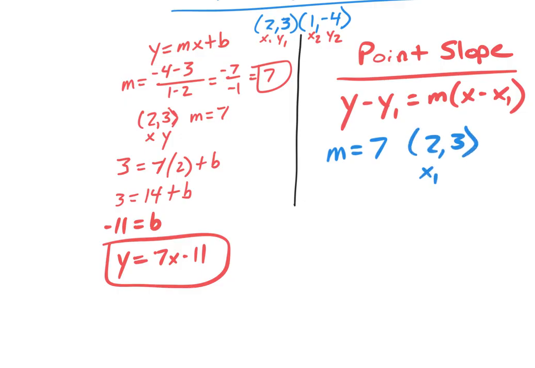We're going to label this as x1, y1. And then we're going to plug everything in. Okay, so we're going to go y minus y1. And y1 is 3. So we're going to go y minus 3. And then my m is 7. And then it's going to be x minus x1, but my x1 is 2. So it would just be x minus 2.